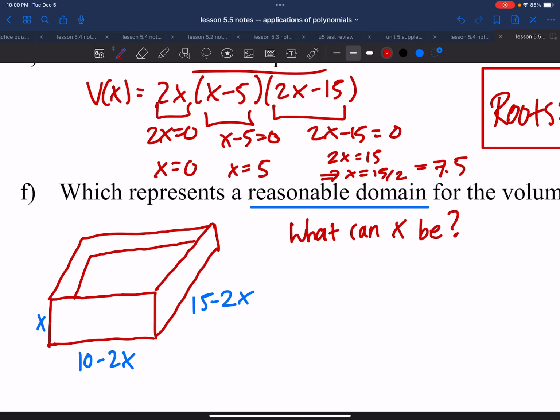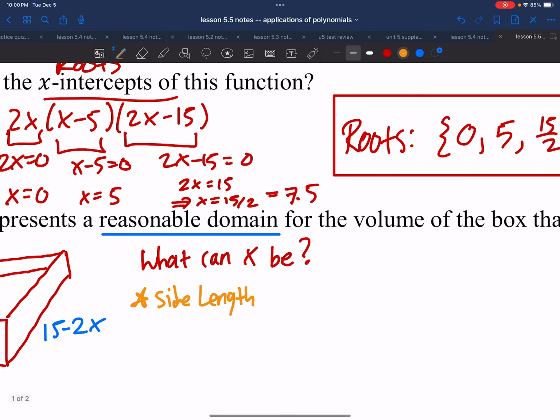And you keep in mind something, and maybe perhaps I'll put this in yellow. Side length can't be negative, right? Side length cannot be negative or 0.